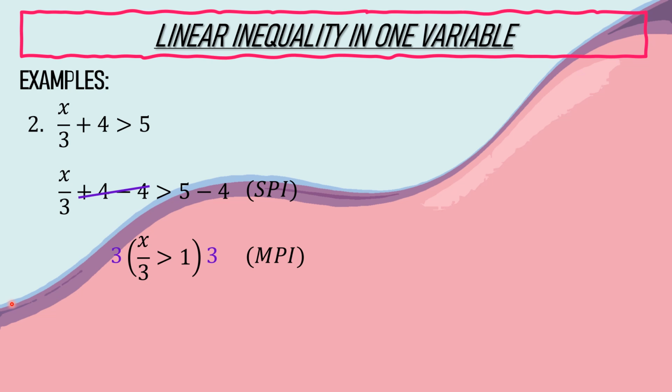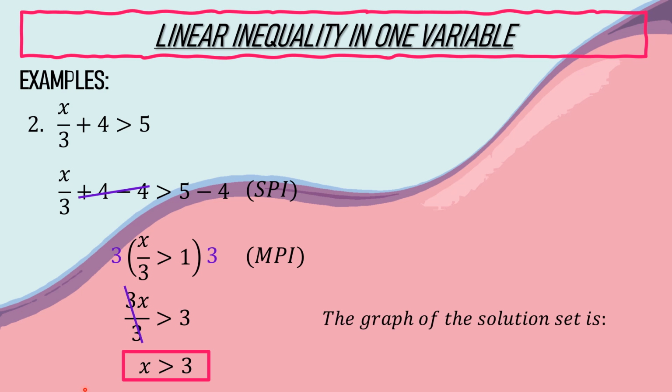And then, let us multiply. Again, kapag magmumultiply tayo ng whole number sa fraction, imumultiply natin yung whole number sa numerator, and then copy the denominator. So, this will become 3x over 3 is greater than 3 because 1 times 3 is 3. Next is to cancel. Therefore, the values of x or numbers which are greater than 3. So, ano ba yung mga numbers which are greater than 3? We have the graph of the solution set.